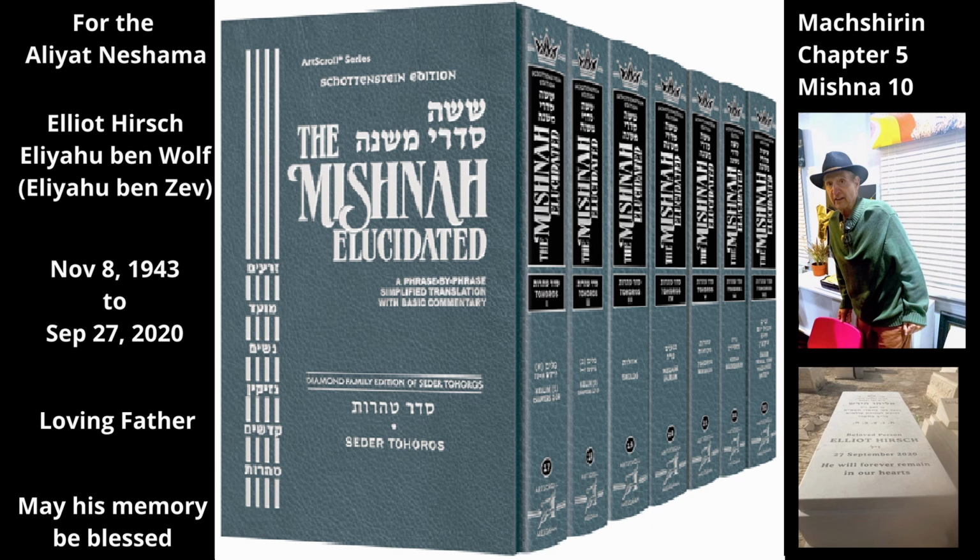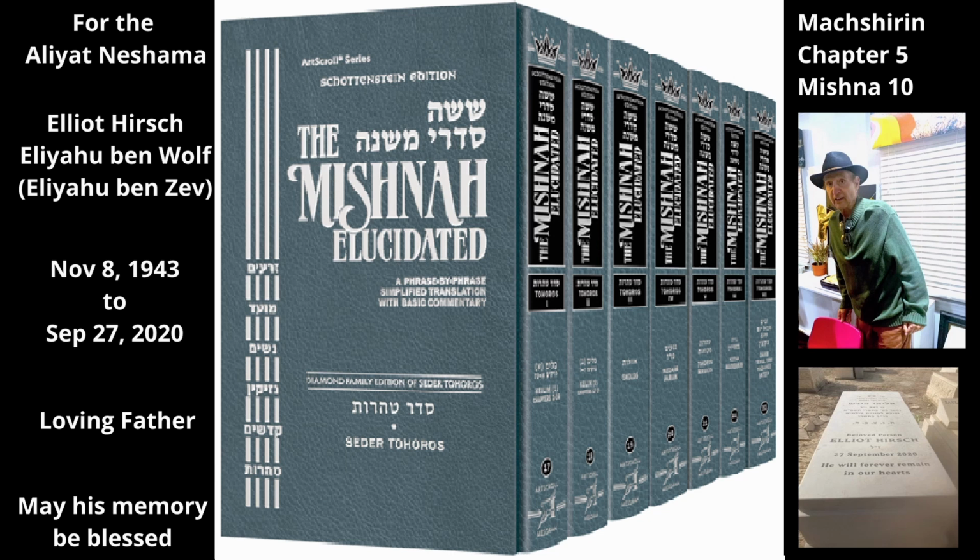If someone pours a liquid from a hot container into a hot one, or from a cold one into a cold one, or from a hot one into a cold one, the liquid in the upper container remains tahor. In these three situations, we apply the previous Mishnah's rule, that the liquid that falls into the lower tameh container becomes tameh, but the liquid in the upper tahor container remains tahor.